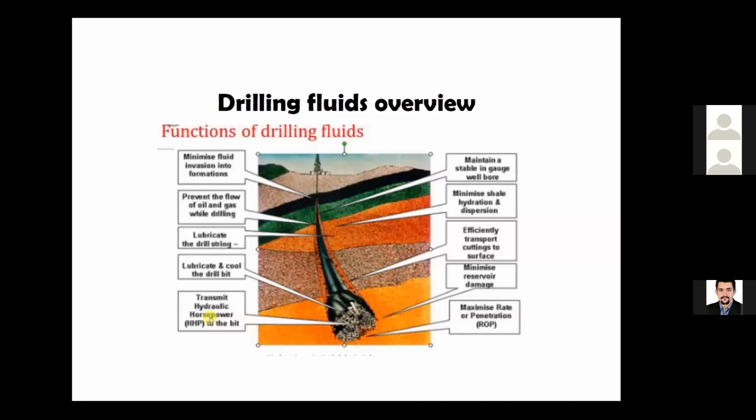Also, we need to minimize reservoir damage by using acid-soluble chemicals, as we said before, and to maximize the rate of penetration, the ROP. To maximize the rate of penetration, we use certain chemicals. We adjust the mud weight accordingly, and several factors.